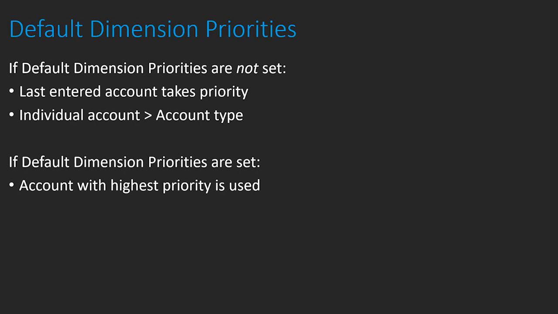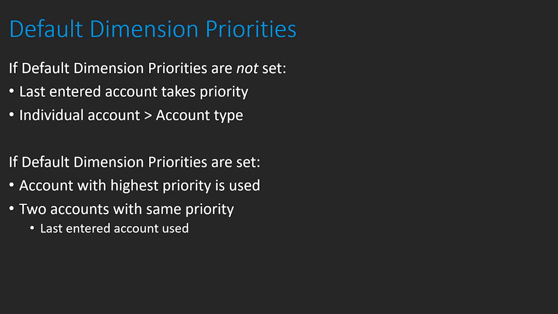So if we have a conflict between a vendor and a GL account, and the GL account has been set with the higher priority, then the GL account's default dimensions will be utilized over the vendor. If two accounts are the same priority, then Business Central will revert to the standard method of using whichever account was entered last. So let's have a look at setting up a dimension priority.